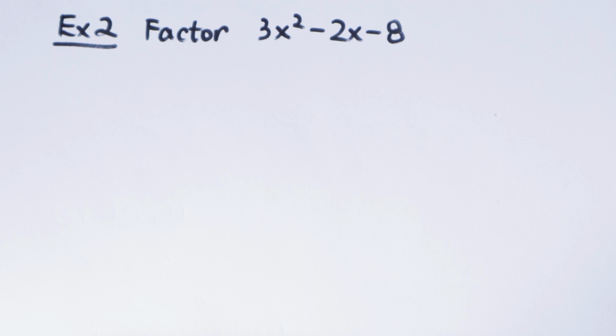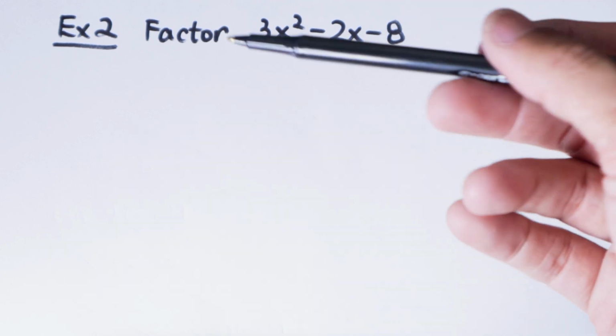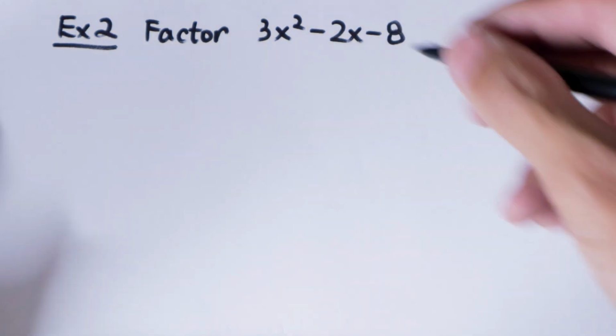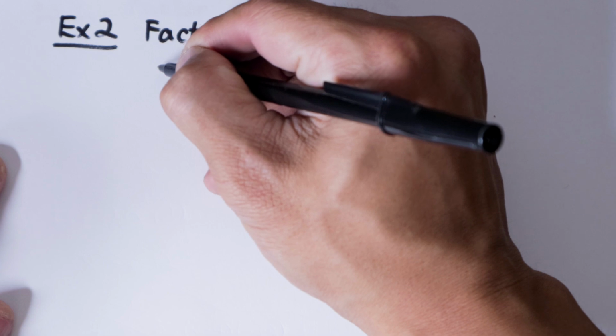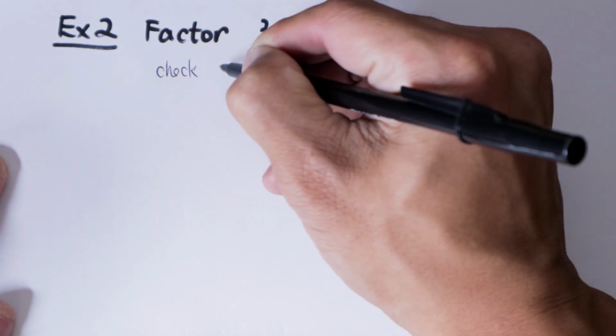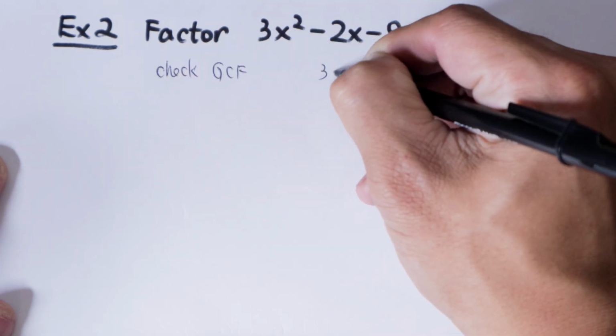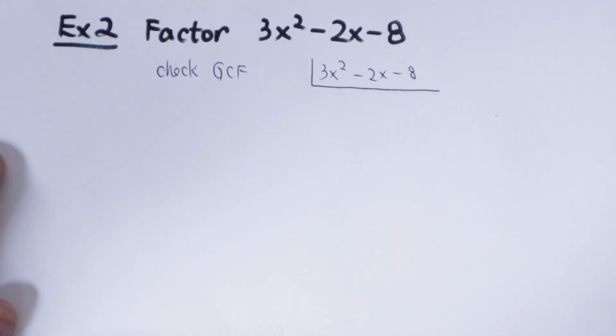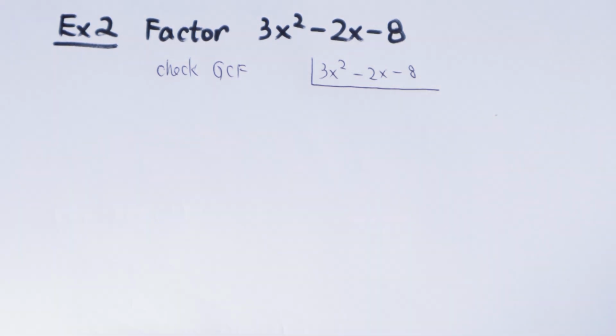Well, let's try to do another problem. In example 2, it says factor 3x squared minus 2x minus 8. Just like example 1, always check, can you factor out any GCF? So we're going to say check GCF. In other words, does 3x squared minus 2x minus 8 have any common factor between 3, negative 2, and negative 8? Well, besides 1, there's not really any factor.